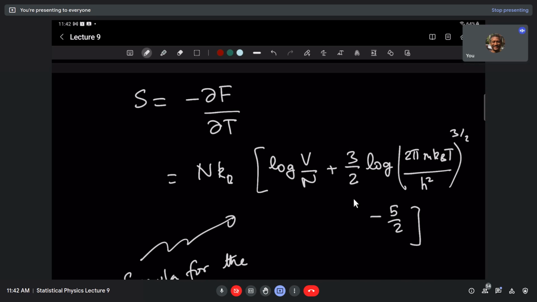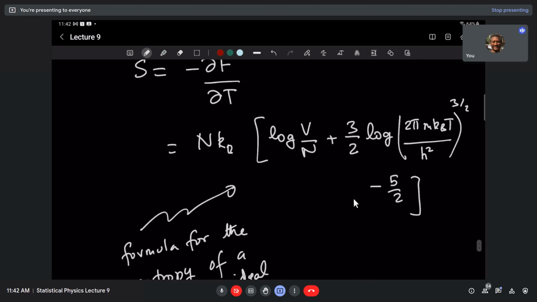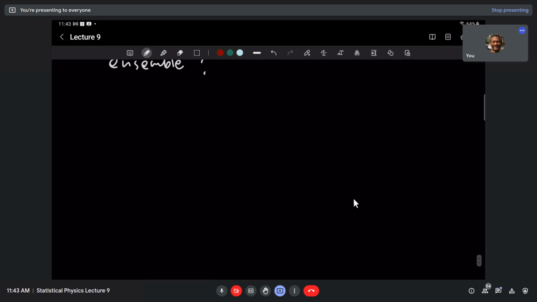What is U for this ideal gas? Three by two nkBT, right? That's all we need to do. Just put 3 by 2 nkBT, so kBT can be replaced. Absolutely. So we just have to change variables, and once we do that, we will get, so what do we know? We know that kBT is equal to 2 by 3 U by n. If we do this substitution, we'll get a formula, and so I'll write that formula.